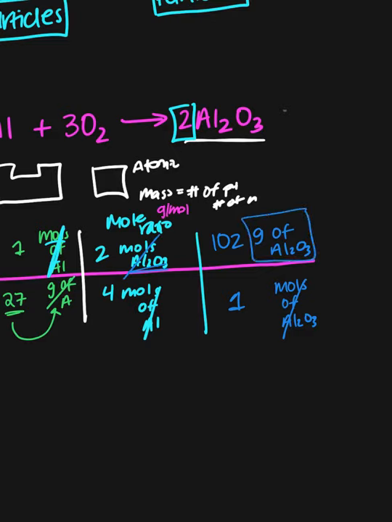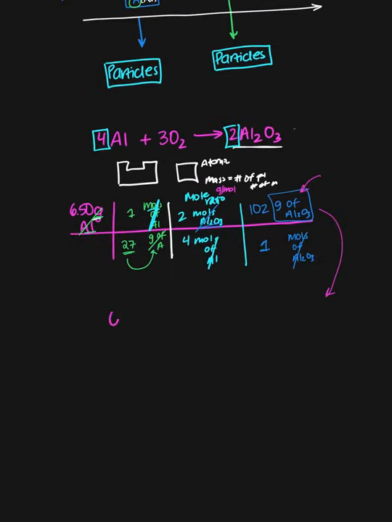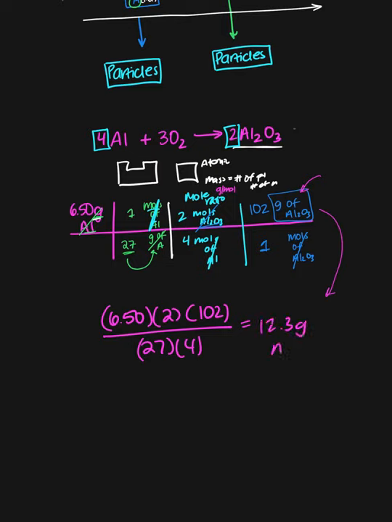At the end, you should always have the unit that you're looking for on the top. All you have to do here is multiply. So we'll say 6.50 times 2 times 102, all divided by 27 times 4, which should give you something like 12.3 grams of Al2O3. Great. Let me know if you have any questions.